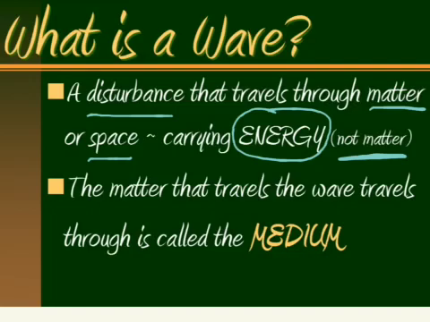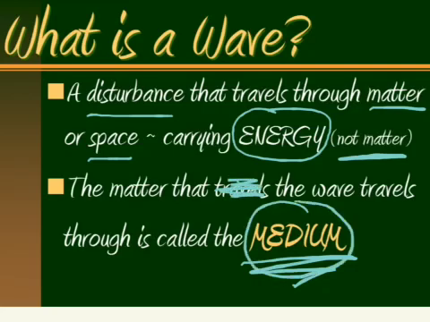Now, there's a term you need to know, and that's called the wave medium. This is the matter that the wave travels through. Looks like I have a typo here. The matter that the wave travels through, we call that the wave medium. So for some kinds of waves, and we'll talk about some different kinds, the energy of the wave is traveling through the medium. For other kinds of waves, no medium is required at all. It can travel through empty space.